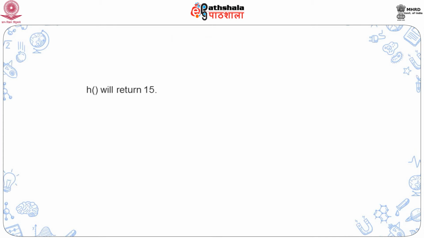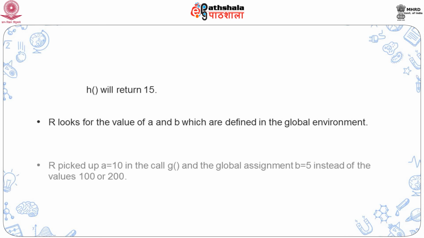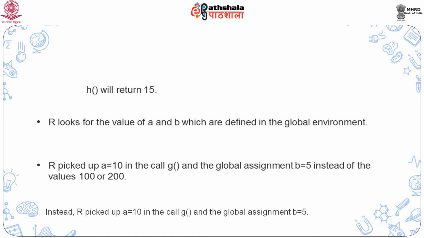Here h will return 15, but why are we getting this? Because R looks for the values of a and b which are defined in the global environment. R did not pick up the values 100 or 200 that we are giving here. Instead, R picked up a is equal to 10 in the call g, and in the global environment b is equal to 5.